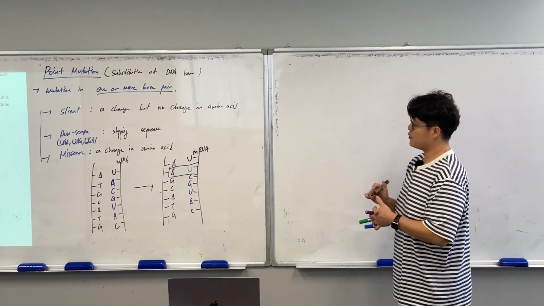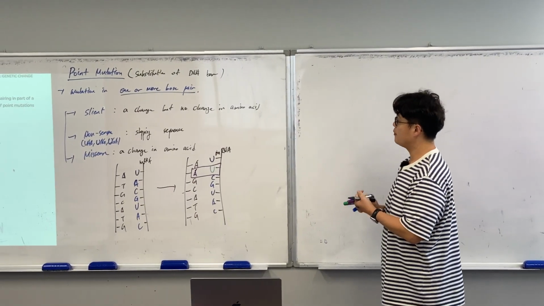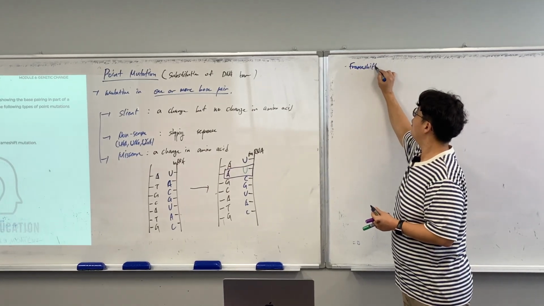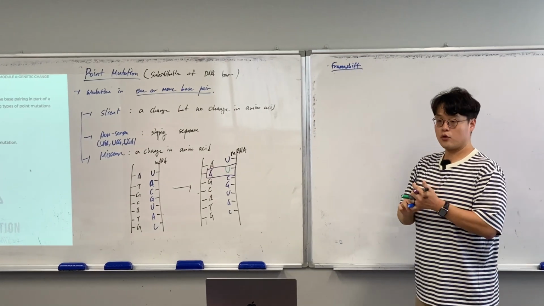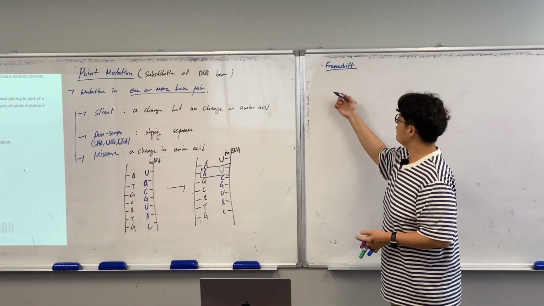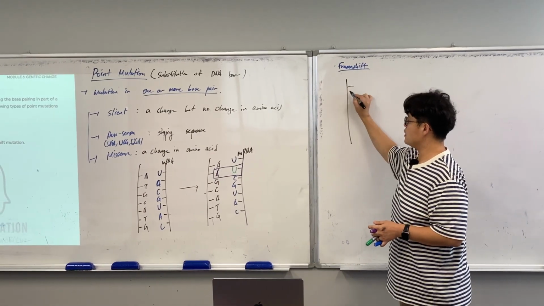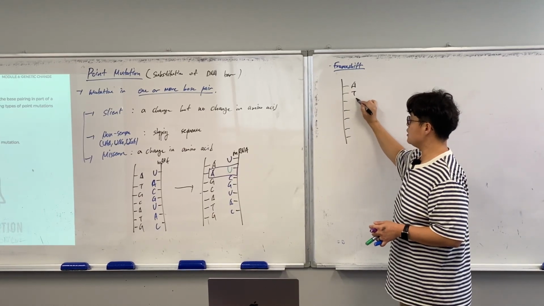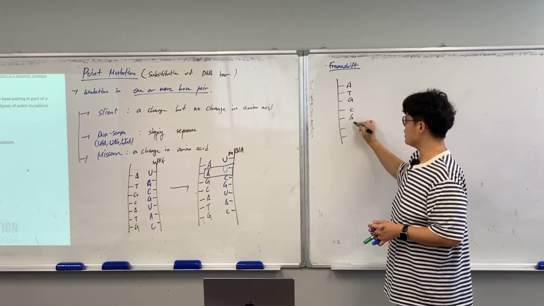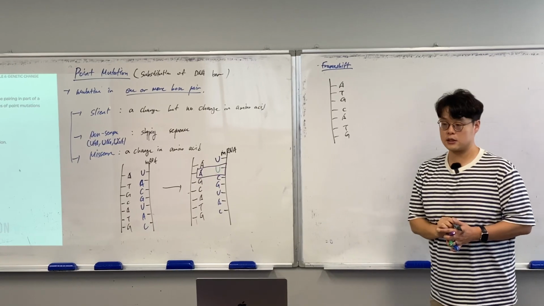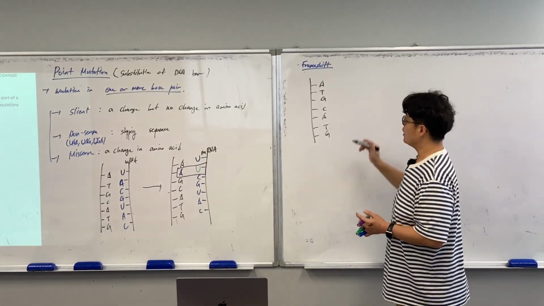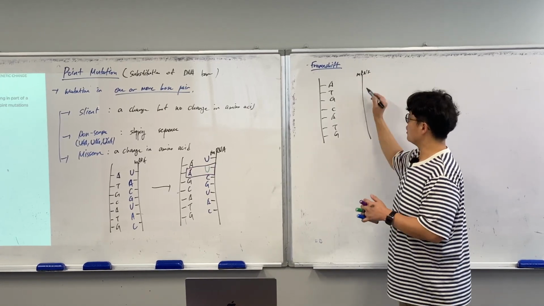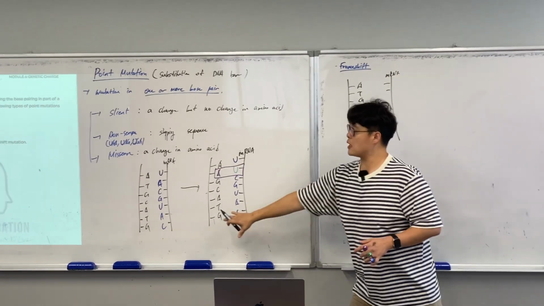Okay, frame shift mutation. That would be drawing the same here. Okay, I show the sequence A, T, 1, 2, 3, 4, 5, 6, 7. So A, T, G, C, A, T, G here like this. Now we can have the mRNA showing the corresponding 1, 2. You may use the same thing too.